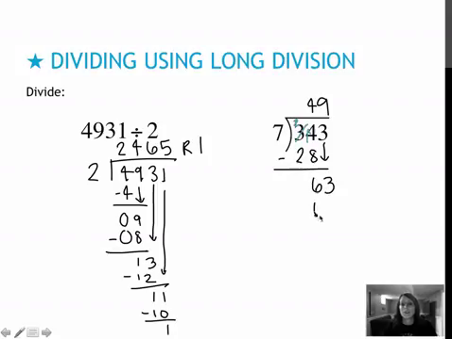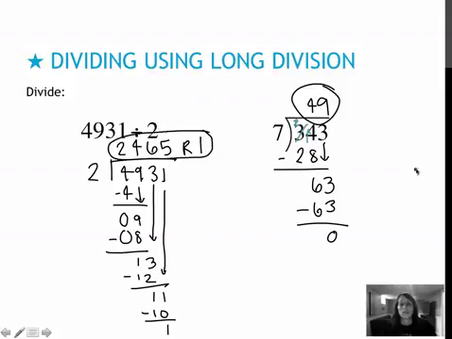9 times 7 is 63. This one does not have a remainder. So this one, the answer is 49. This one, I did have a remainder.